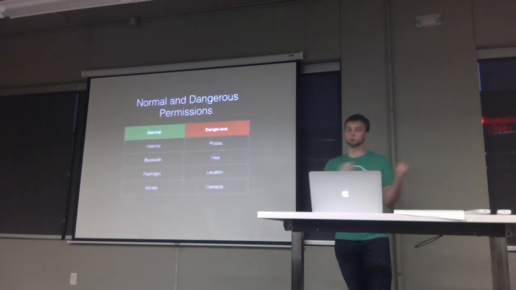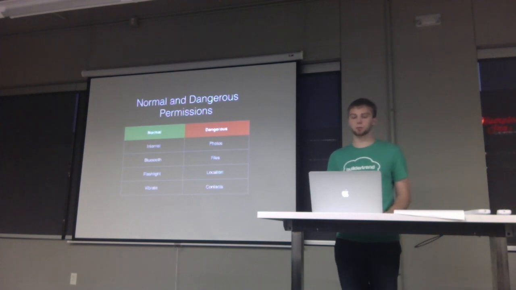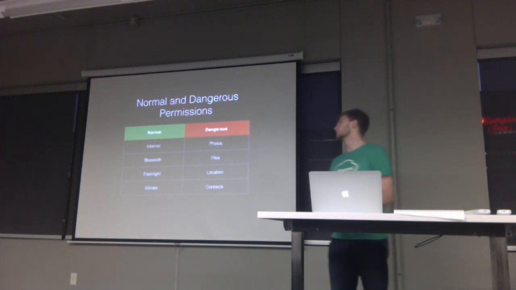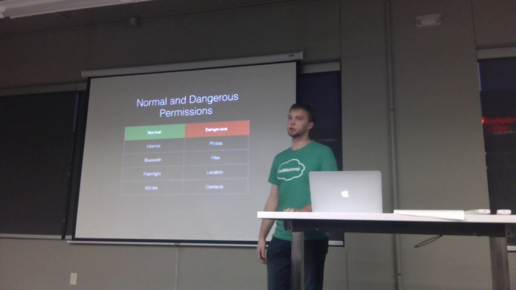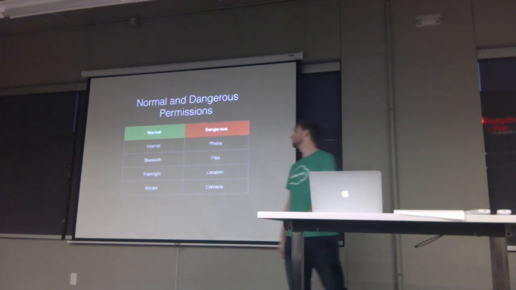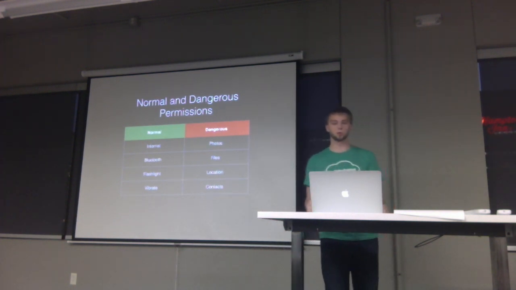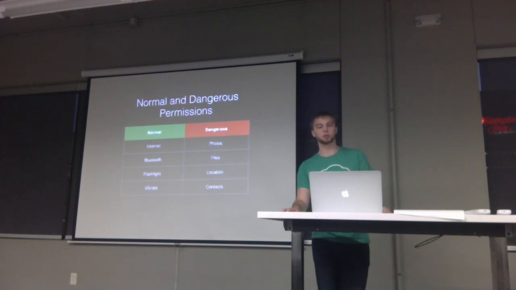So, Marshmallow. They've separated permissions. You have normal permissions, which Google deems as okay, and dangerous permissions, which Google says potentially have user data that they may not want to share. So I put a couple examples up here. This is definitely not an exhaustive list.